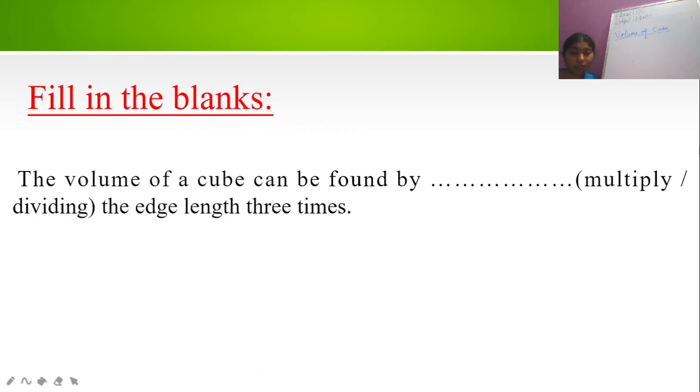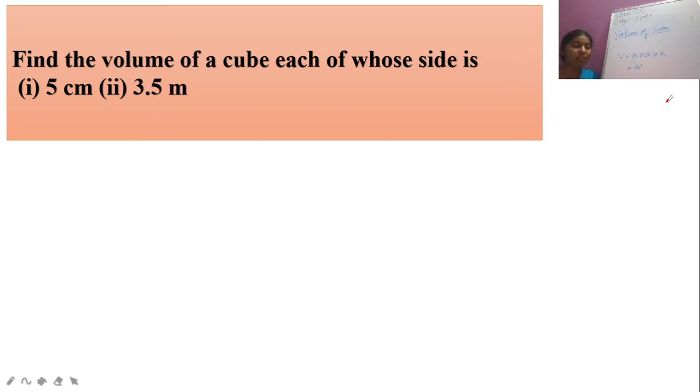Yes, very good. We multiply, right? We know that the volume is 3 times the edge. We multiply, so then only we get A cube. Very good students. So the correct answer is multiply. Okay, now let's come forward students.